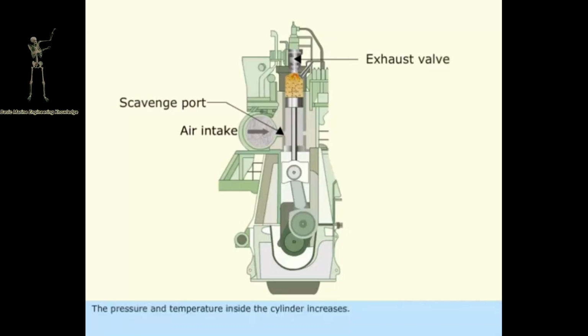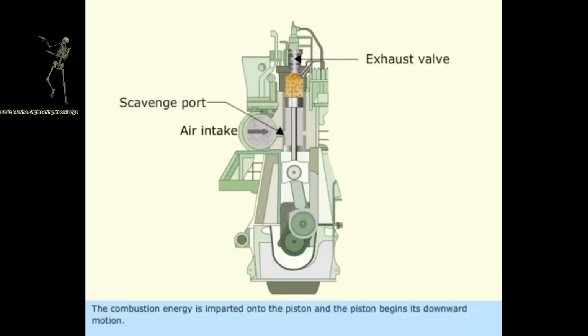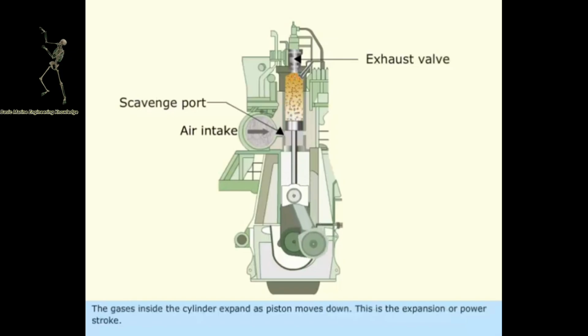The pressure and temperature inside the cylinder increases. This is the combustion period. The combustion energy is imparted onto the piston, and the piston begins its downward motion. The gases inside the cylinder expand as piston moves down. This is the expansion or power stroke.